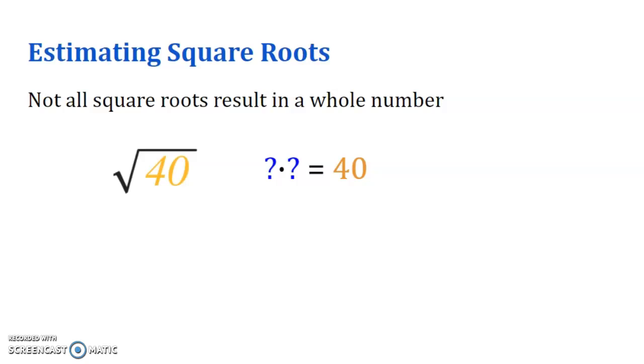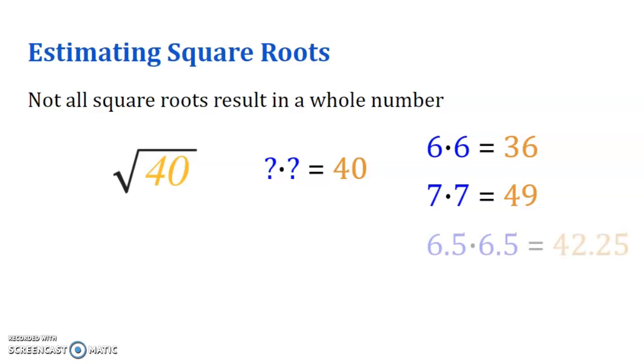Okay, so well, what do I know? I know that 6 times 6 is 36. I know that 7 times 7 is 49, and 40 is somewhere between 36 and 49. And it's closer to 36 than 49. So then I might think, okay, maybe it's somewhere in between 6 and 7, so I could try 6.5 times 6.5. 6.5 times 6.5 turns out to be 42.25. Okay, so that's still too big. That's still not right, okay?